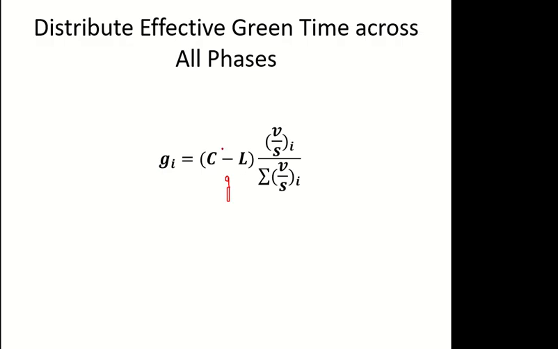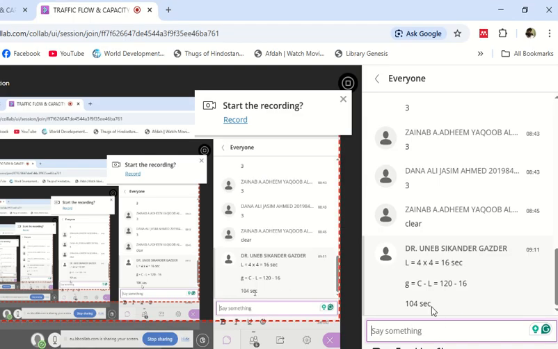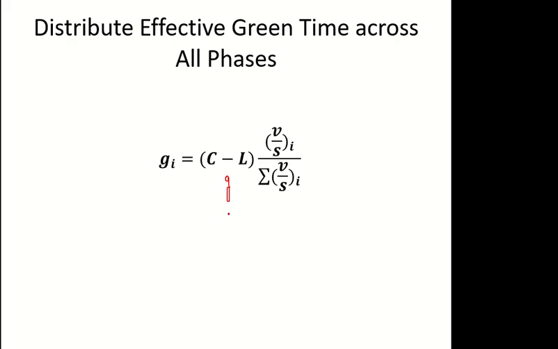Okay, obviously this is a constant. This will remain 104 in my case for this example. For this example, it is 104, right? So it will remain 104 and summation will remain the same value. Okay, so the only thing changing is this one. So when this goes higher, G goes higher. When this goes lower, G goes lower. Okay, and this is how you get the effective green time for each phase.